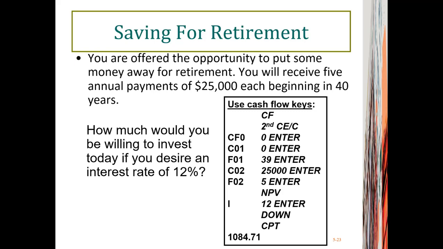And also you can use the CF function on your calculator to solve that. Since you have 5 equal payments beyond 40 years, your frequency for the second cash flow is 5. And beyond C02, you have C010, CF00, and everything is 0 except C02, $25,000. By the way, although the amount of C010 is 0, the frequency here is 39 because there are 39 years before the 40th year.